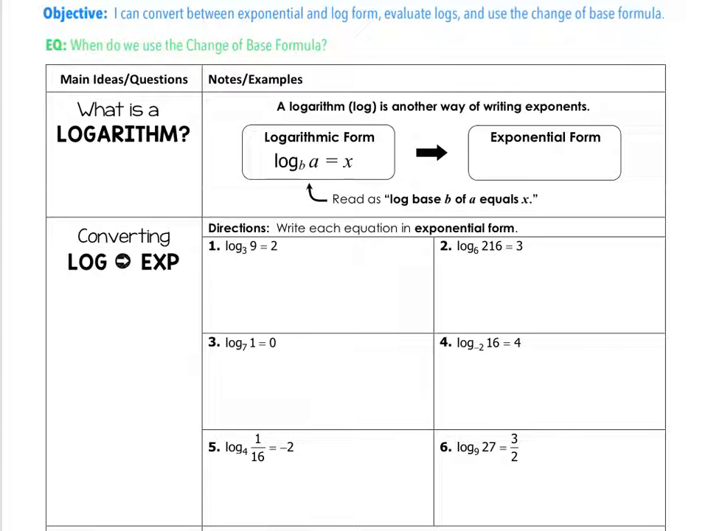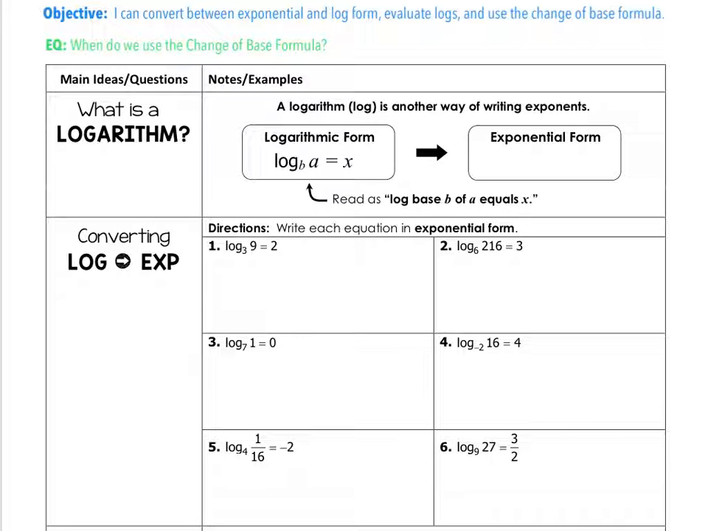Alright, so our goal for this lesson is to be able to convert between exponential and log form, to be able to evaluate logs, and to use the change of base formula. So as we're working through this lesson, make sure you're thinking about when do we use the change of base formula. So first of all, let's start out with what is a log?